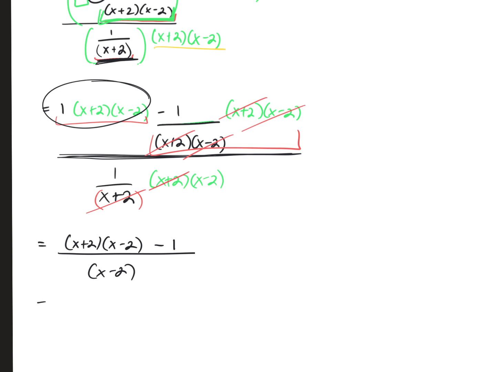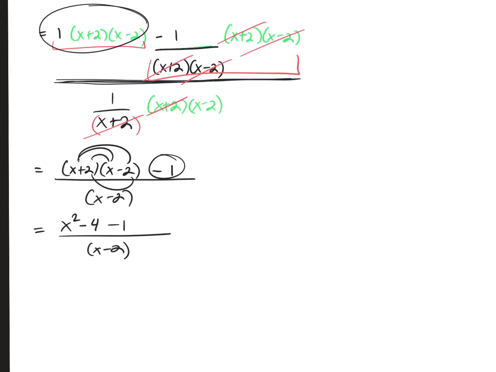Okay, again, the denominators are already factored, so I'm just going to leave that alone. In the numerator, we're going to have to multiply it out to subtract that 1. Doing FOIL: first, outside, inside, and last. x squared. Ooh, this is the difference of squares. So that's going to be x squared minus 4 minus 1. Oh, sorry, x squared minus 5 all over x minus 2. And I can't factor that top one, so we're done.